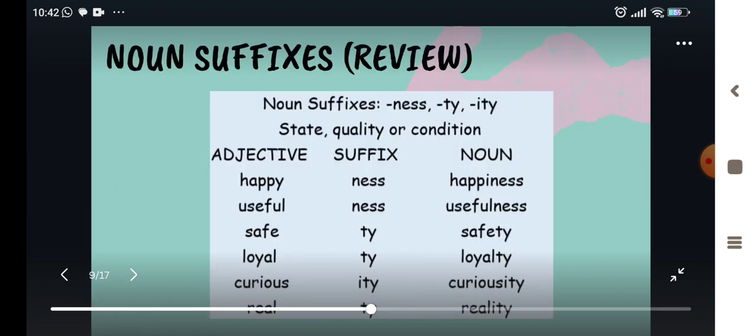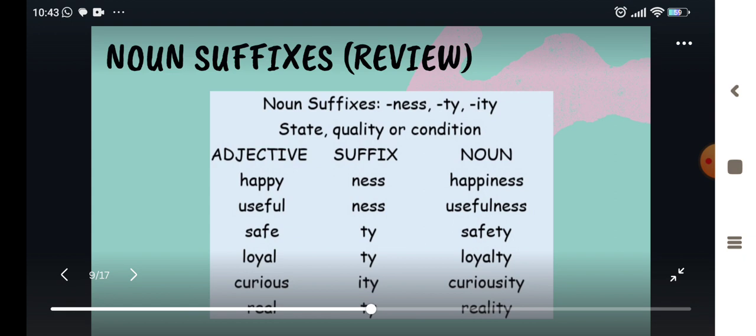Next, grammar. Noun suffixes. This is also a review. Noun suffixes ness, ty, and ity. It has a meaning of state, quality, or condition. Let's look at some examples.